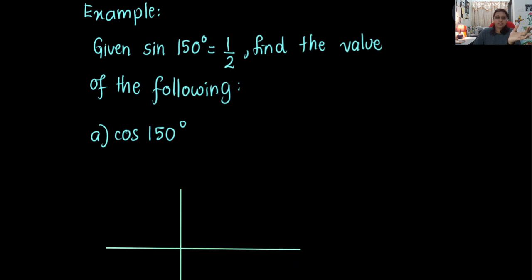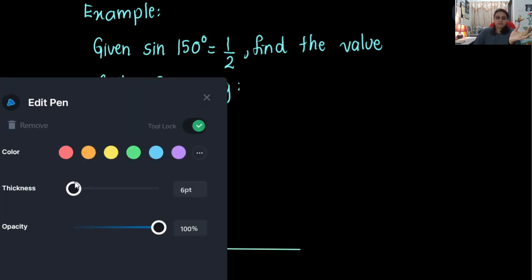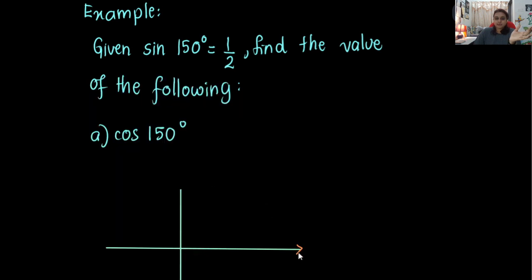So 150 is at which part here? So here is X, Y. Okay, the 150 is over here. So from here to here is 150 degree. Now, since it's in the second quadrant, you find the reference angle first. It's always like that. If it's already more than 90, you find the reference angle. So in this case, our reference angle will be this part.